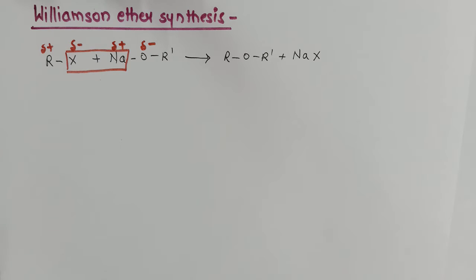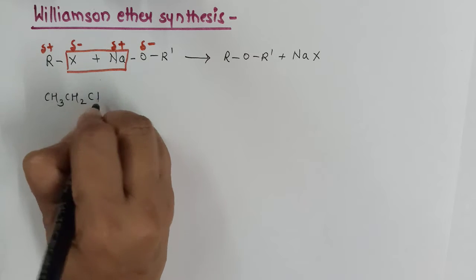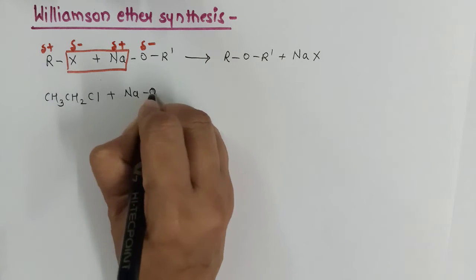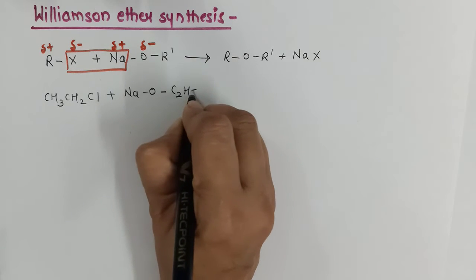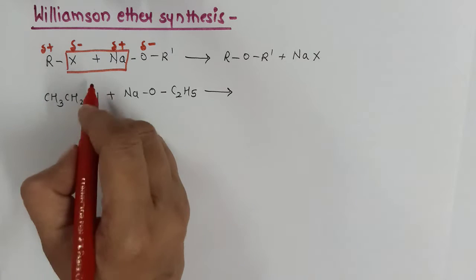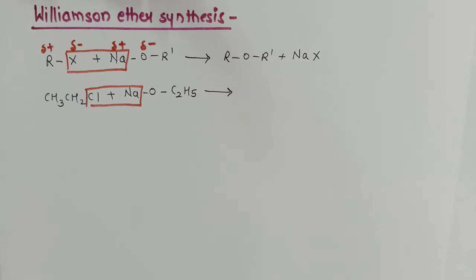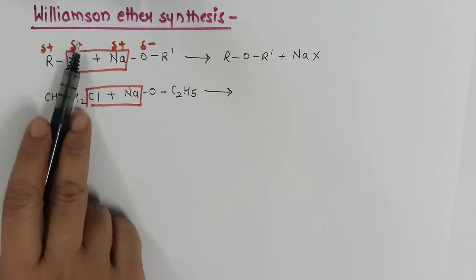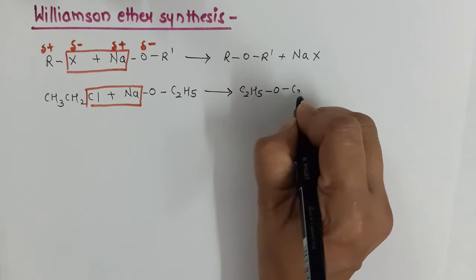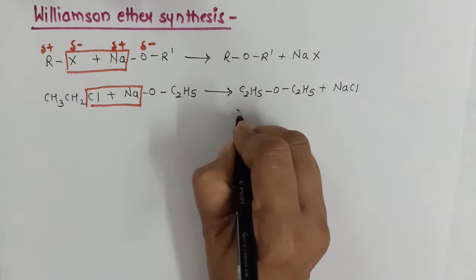For example, chloroethane, when treated with sodium ethoxide, as I have shown, sodium chloride will be removed. Charges will be as per the previous one itself, giving us ethoxyethane plus sodium chloride.